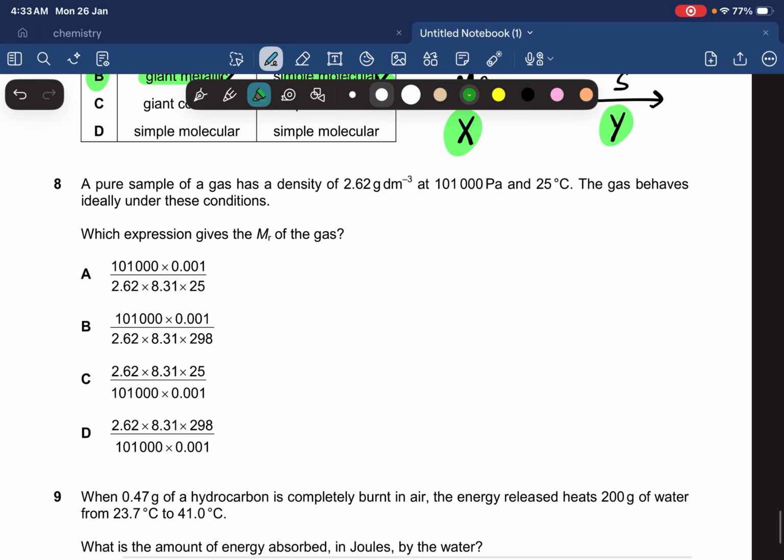Next, a pure sample of a gas has a density of this at this much pressure and this much temperature. The gas behaves ideally under these conditions. Which expression gives the Mr of the gas?